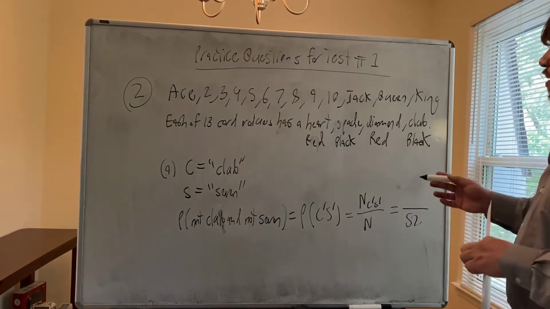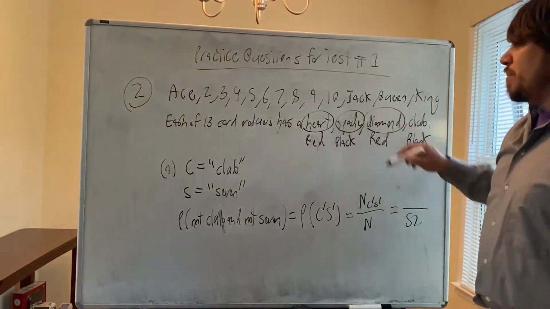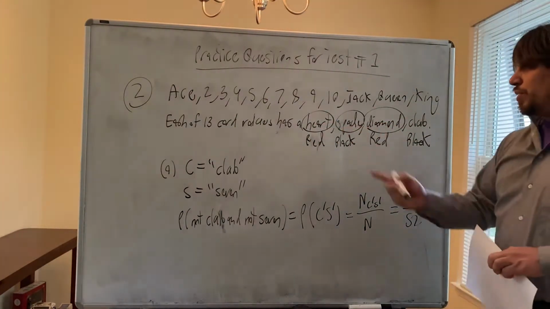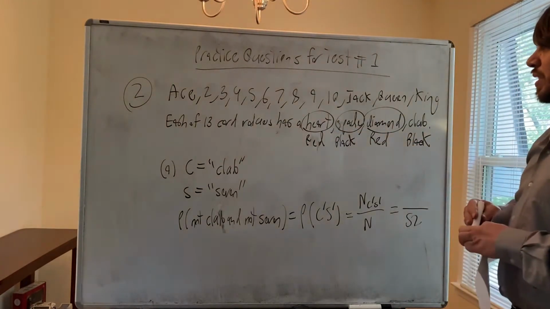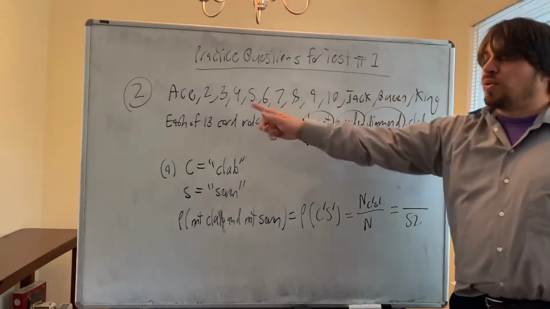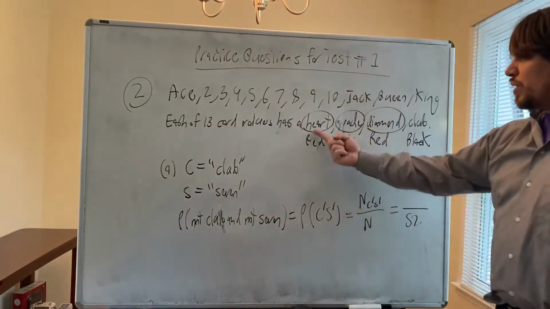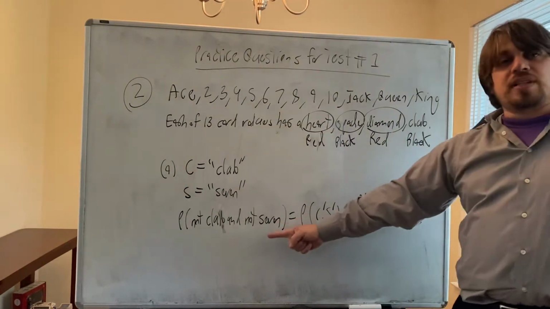Well, if it's not a club, that leaves you 3 suits: hearts, spades, or diamonds. So it's one of those 3 suits, because it's not a club, and it's not a 7. Each of these 3 suits has all 13 values, right? There's 13 hearts, 13 spades, and 13 diamonds. But it's also not a 7.